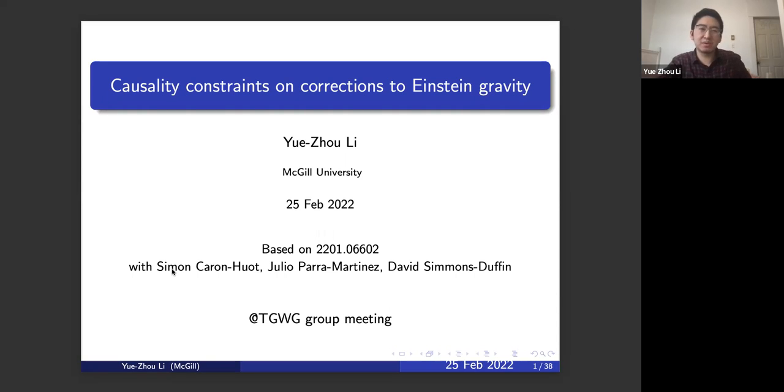I feel very happy to have this opportunity to present on my recent work with my supervisor Simone and postdoc Huner from Caltech, and Professor Davis and Stoffen from Caltech. We did something about using causality to put some constraints and corrections to Einstein gravity.